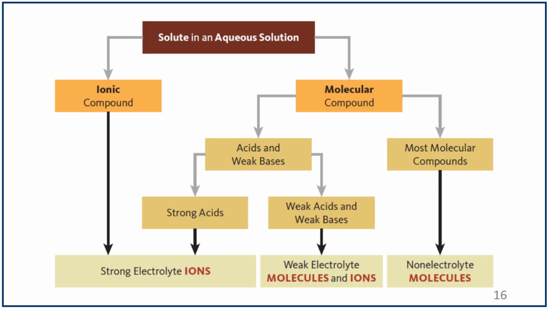Here's a good flow chart telling you which compounds are strong, weak, or non-electrolytes. As you can see here, most ionic compounds are strong electrolytes. For covalent compounds, strong acids and strong bases are strong electrolytes as well. Weak acids and weak bases will be weak electrolytes, and then most molecular compounds, with some overlap with weak electrolytes, are non-electrolytes in nature.